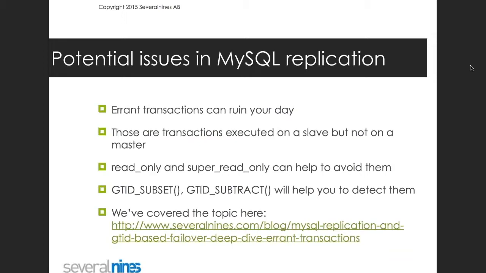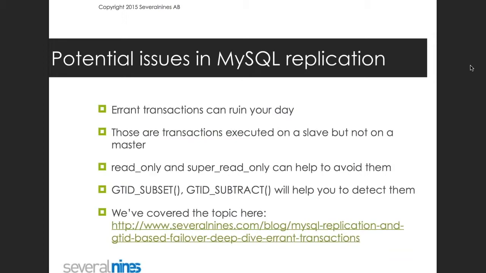So let's imagine, for example, you have a master and a slave, and for some reason, some transaction has been executed on a slave. And then 6 months later, the slave becomes a master. Every slave which will connect to this new master will ask for this transaction, which happened 6 months earlier. And obviously, most likely, this transaction couldn't be found in the binary logs, and in this case, replication will fail. So again, read-only and super read-only can help you to avoid these problems by preventing anything from writing to a slave.